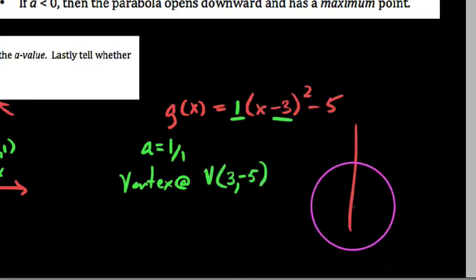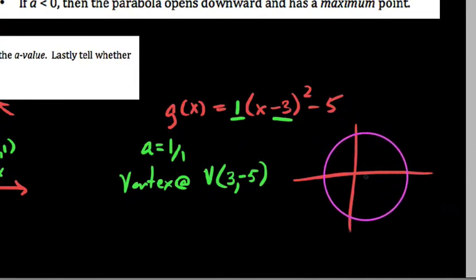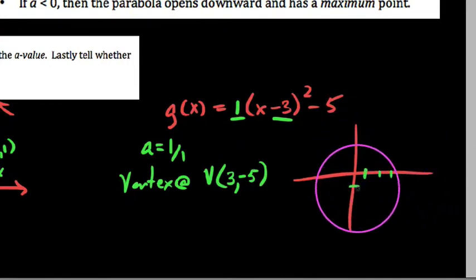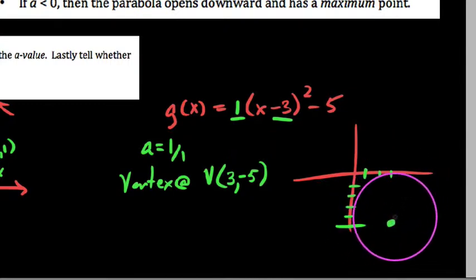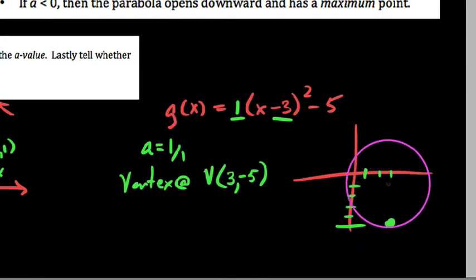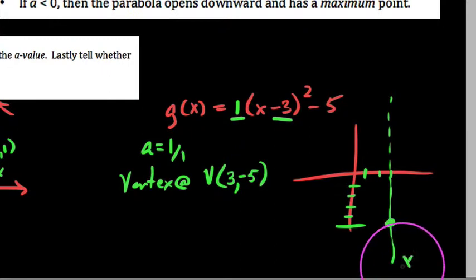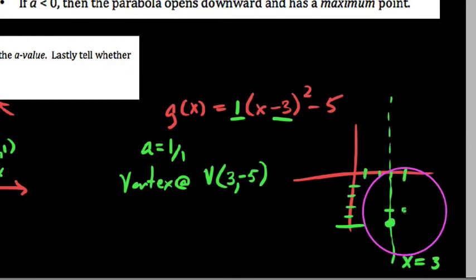So sketching this, again, we'll go ahead and start by just dropping in the vertex. We'll go right 3, 1, 2, 3, down 5, 2, 3, 4, 5. And from here we had an a value of 1, or 1 over 1. So, again, we have this vertical axis of symmetry that has to run through the vertex at x equals 3. We'll go up 1, right 1 from here.